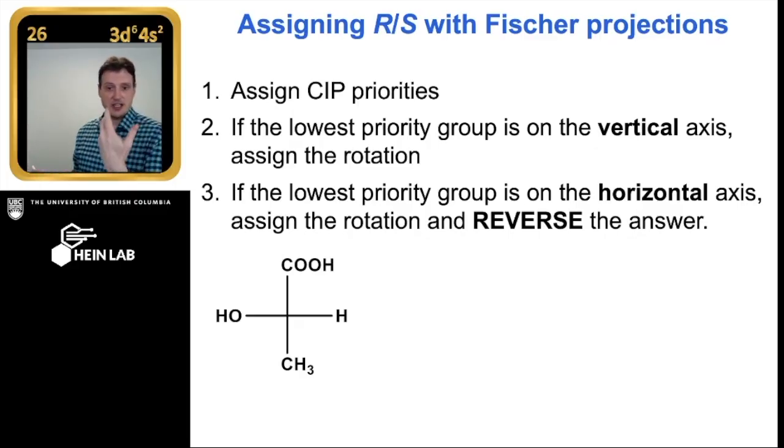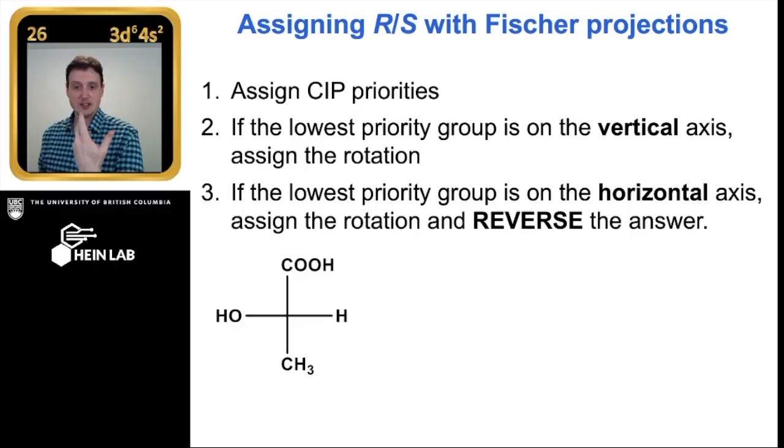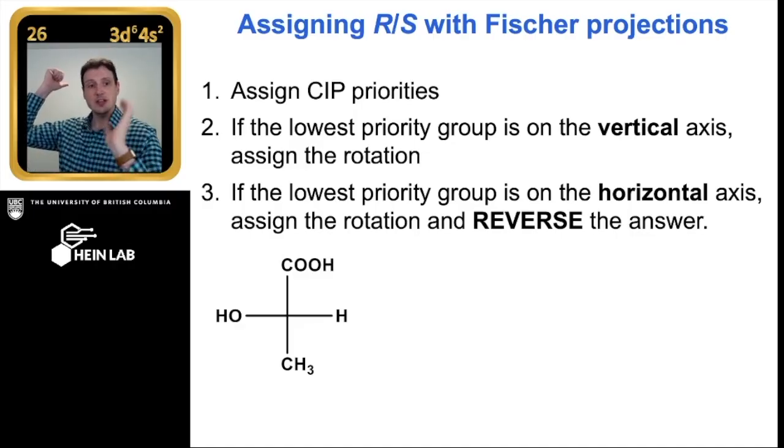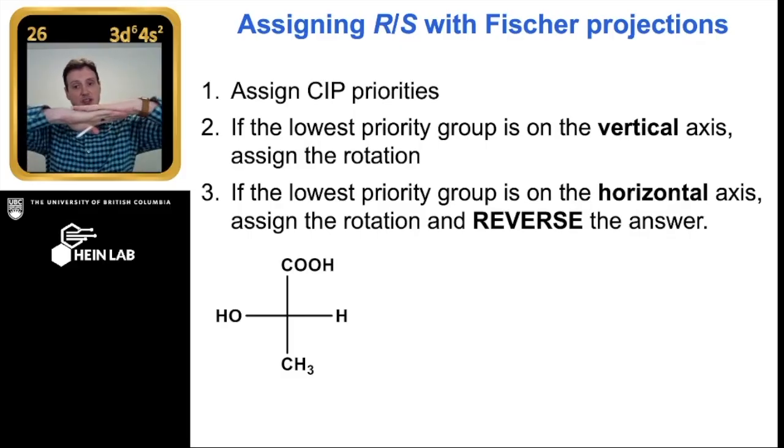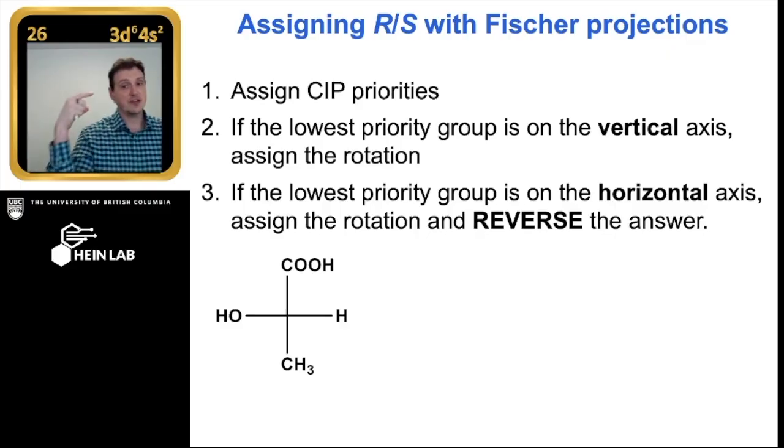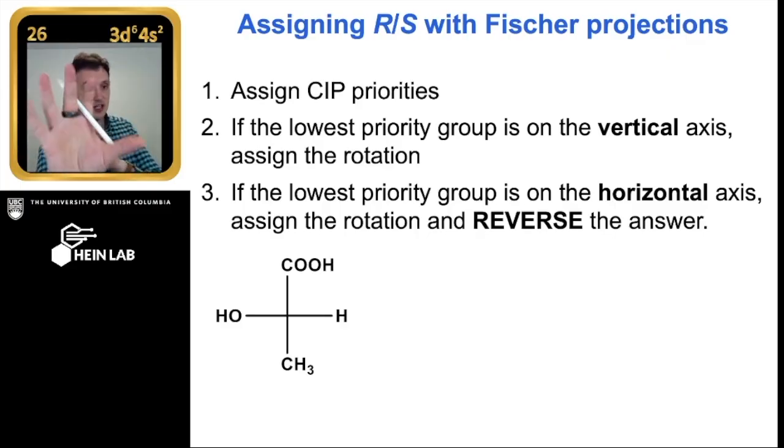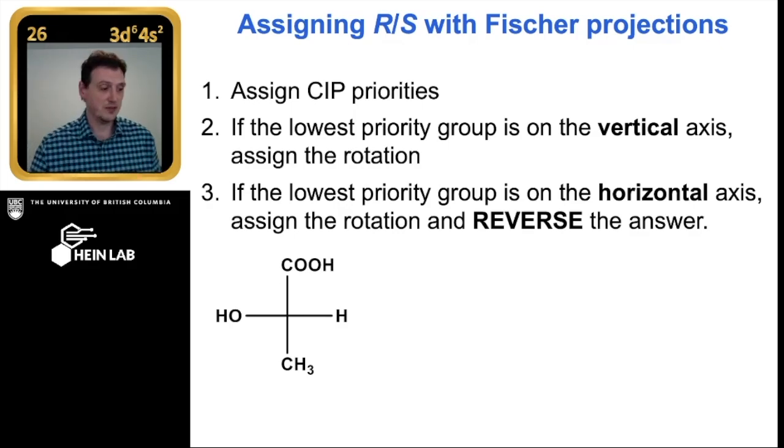If it's on the vertical axis, up and down, it's already away from you, you assign it like normal. If it's on the horizontal axis, side to side, it's towards you, you have to look at the reverse rotation. That's the opposite one, where the lowest priority group is already facing you. You are looking at it from the wrong side. You need to reverse the molecule as we do that.